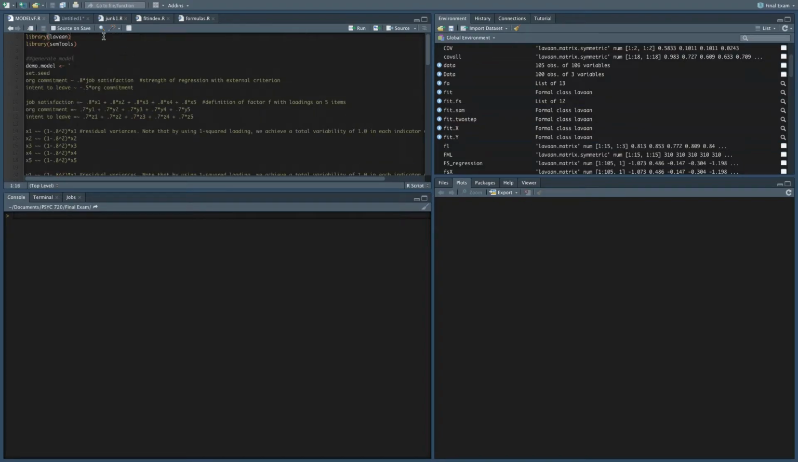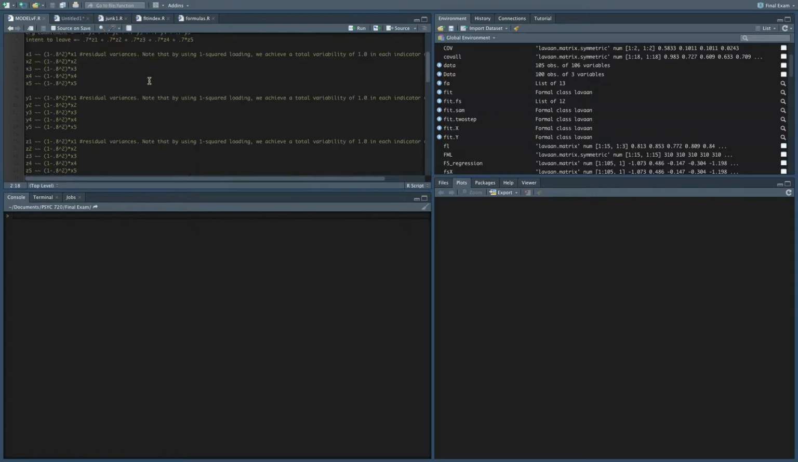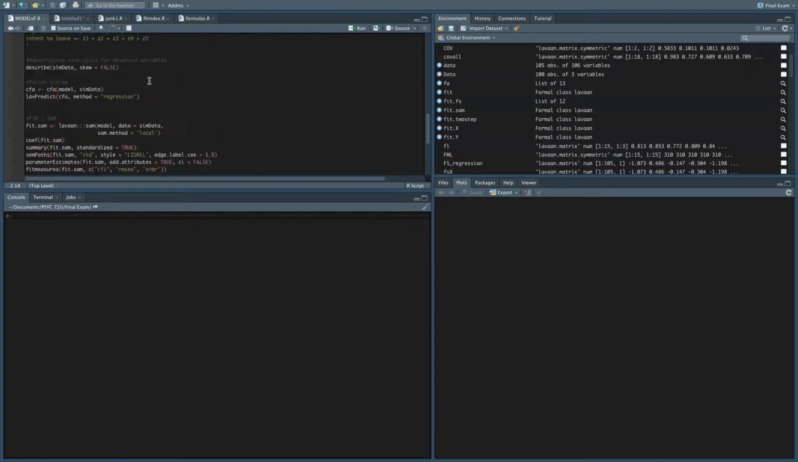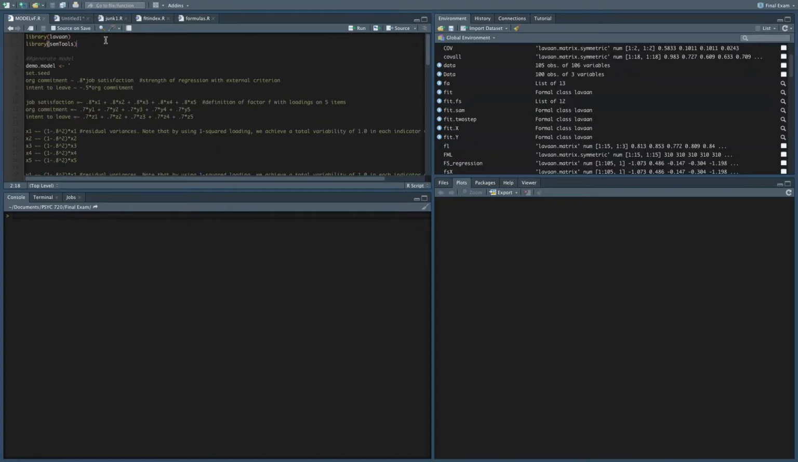So I first loaded lavaan, which is a structural equation modeling package. I loaded semTools, which I use for comparing the fit at the end. And I think that's all I need. So go ahead and pop those two in.